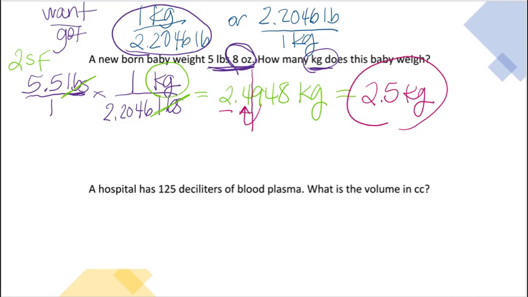Let's look at this next one. A hospital has 125 deciliters of blood plasma. What is this volume in cc's, or cubic centimeters? Now, cubic centimeters, or cm3, is equal to milliliters. 1 milliliter is equal to 1 cubic centimeter.